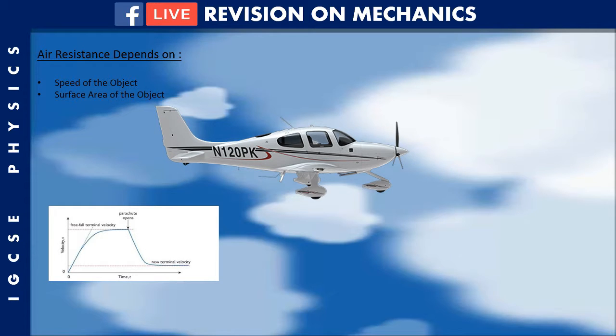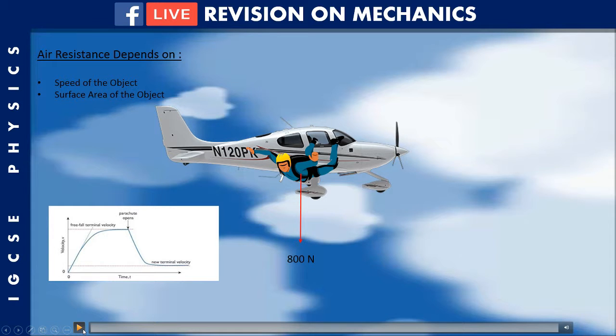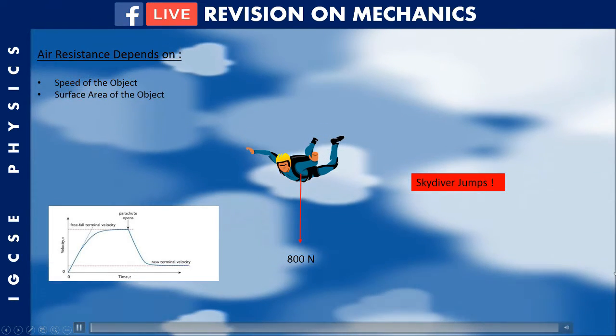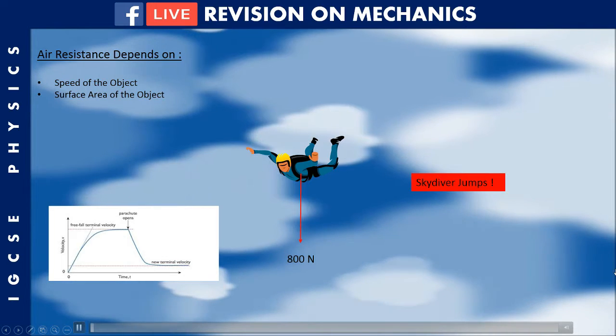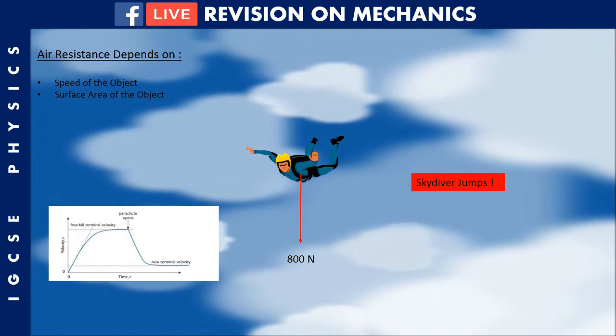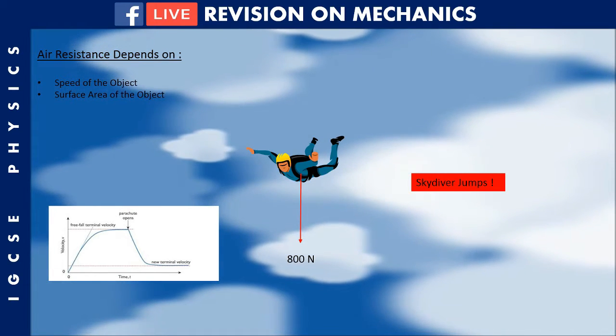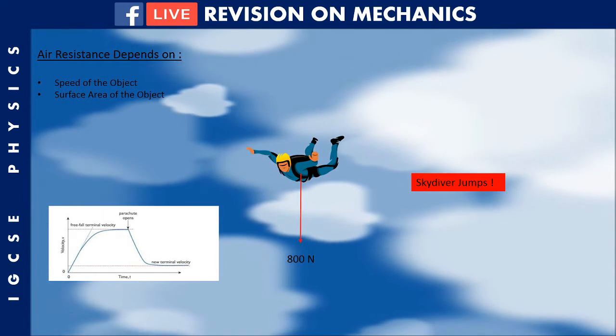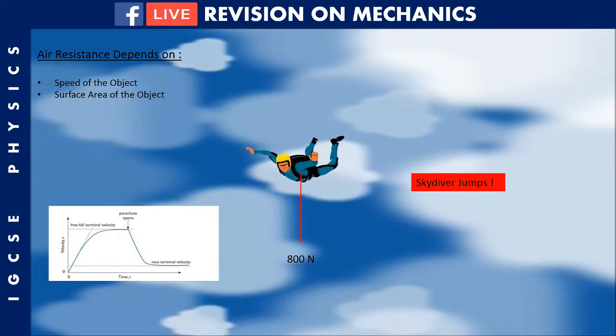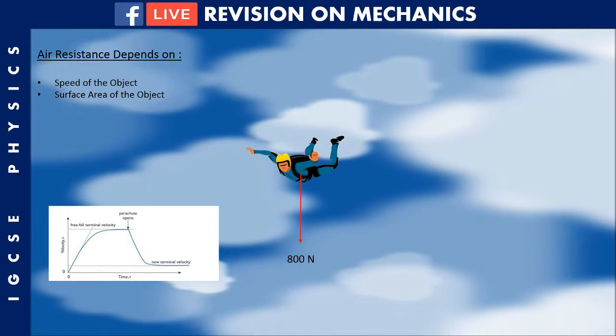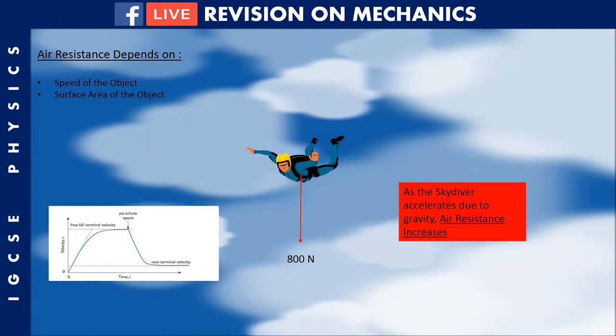Okay, so let's start. Here you can see a plane, and here we have a person whose weight is 800 Newton. So what will happen? The person will jump. In this case, the person jumps, and initially the only force acting on this person is the weight. As he speeds up, because he's falling under gravity, he will definitely speed up. Air resistance will start to increase, right?